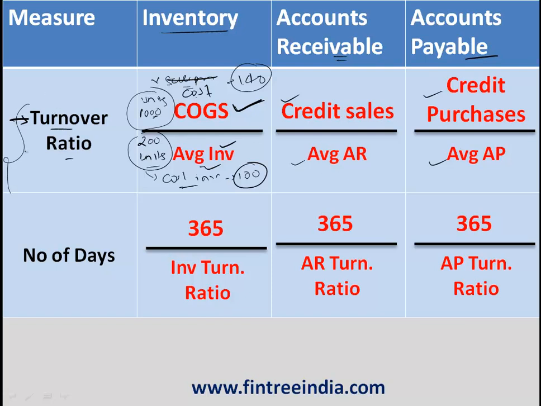And once you have these turnover ratios, then you would simply say 365 divided by inventory turnover ratio is the number of days in inventory. 365 divided by accounts receivable turnover ratio, number of days in receivables, and 365 divided by accounts payable turnover ratio would give you number of days in payables.